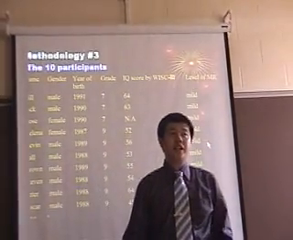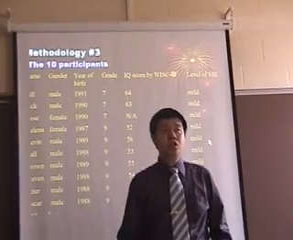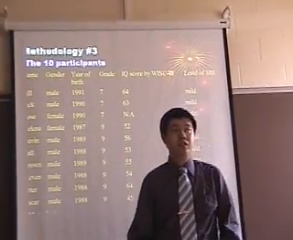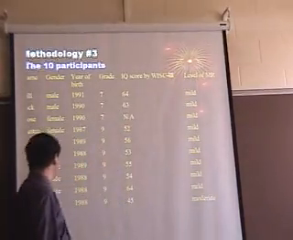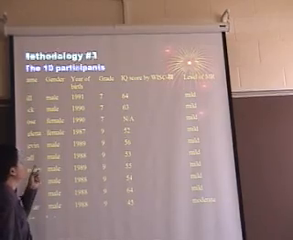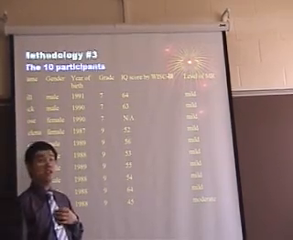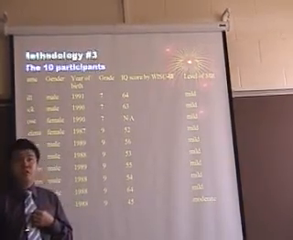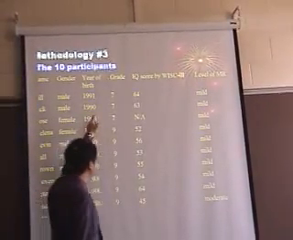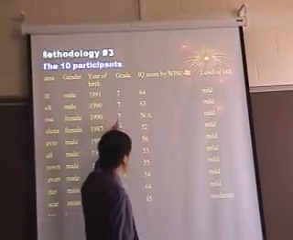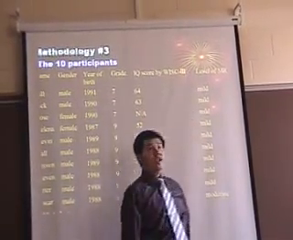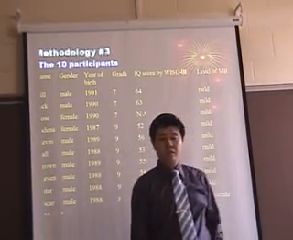Okay, next. The next slide is a table showing you the facts of the participants. In this table, you can see there are 2 female and 8 male students, and their year of birth, their grade, their IQ score, and their level of mental retardation.